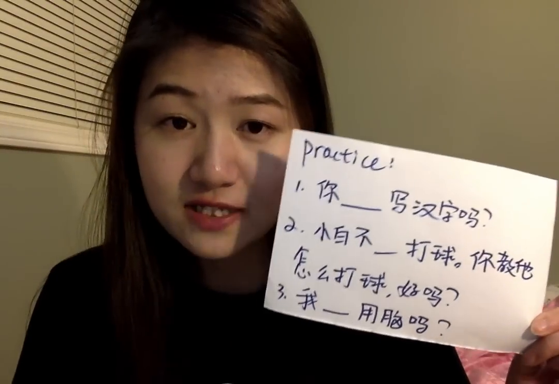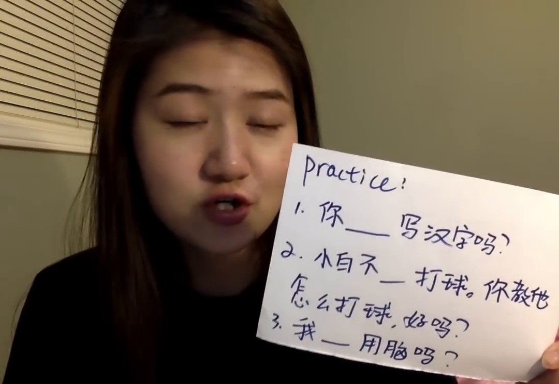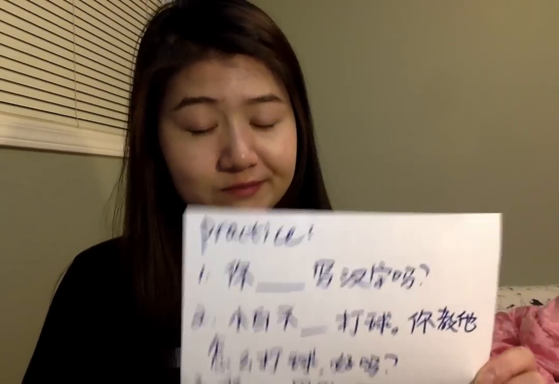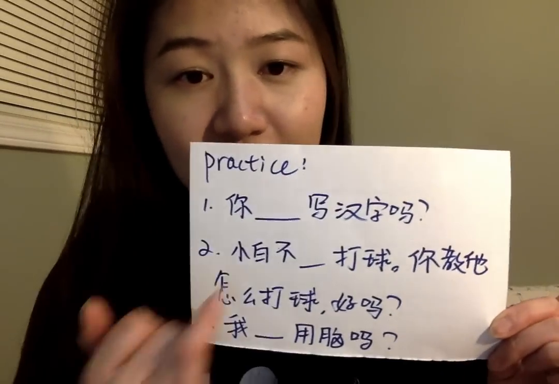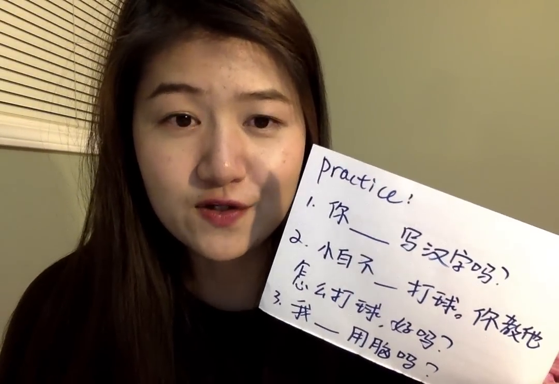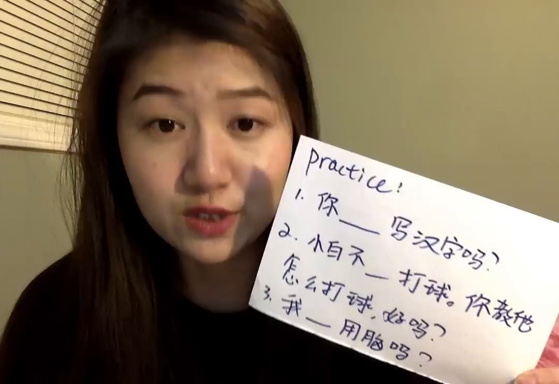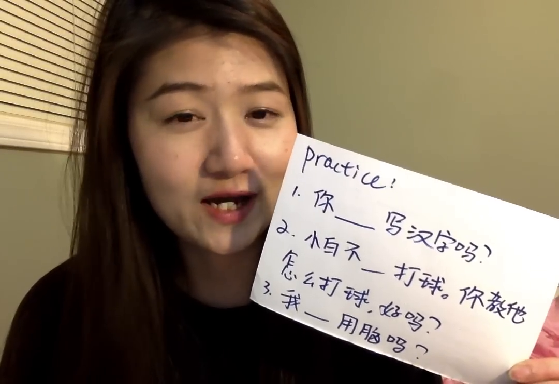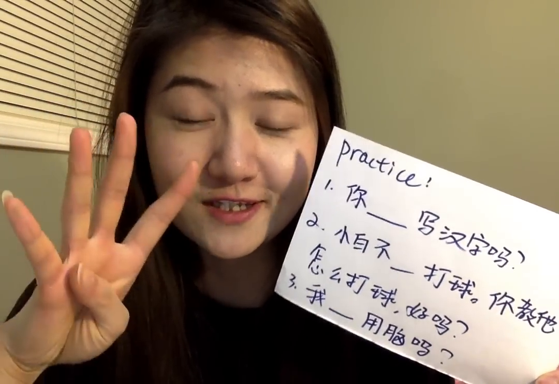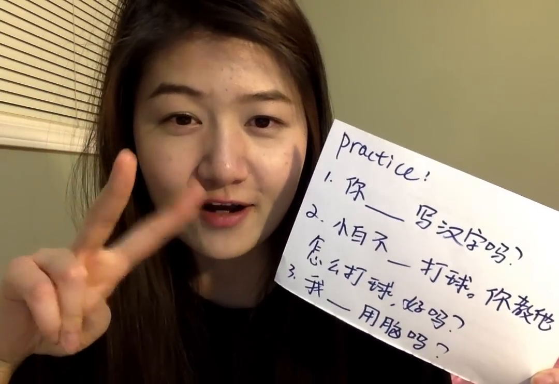So, in order to let you guys really understand all of this, here is the practice. You're going to try to do it by yourself first, and then I will let you know the answer. Okay. So first one, 你 and then blank 写汉字吗? 你写汉字吗? Which word should we use? I'll give you guys 5 seconds to think about it. 5, 4, 3, 2, 1.